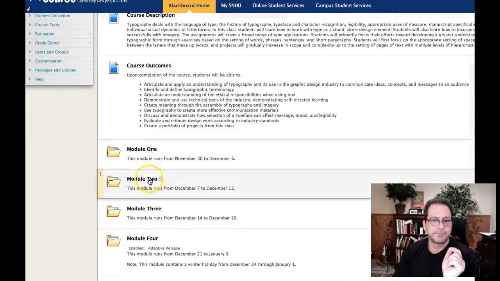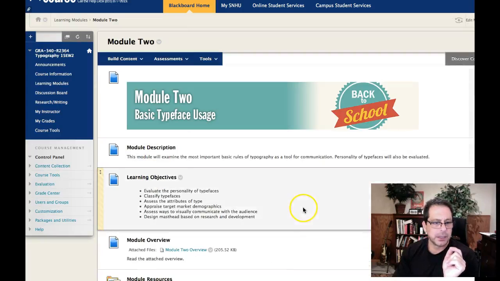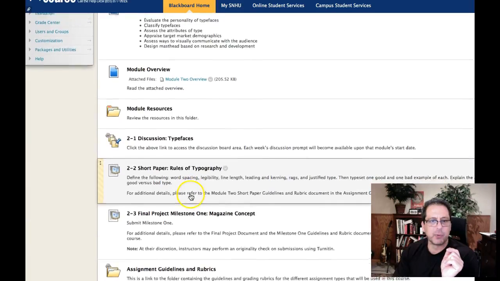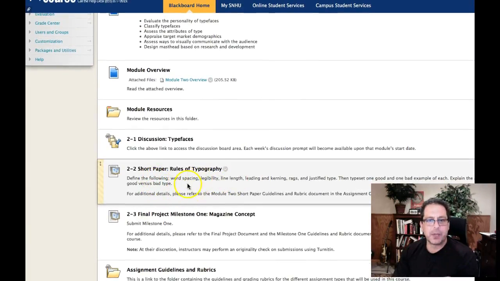Here we are. My time's looking good. Then we have the short paper, Rules of Typography. Define the following: word spacing, and so on. You guys can read that. But I want to show you something. If you have your books, you'll know what I'm talking about. But if you don't, you're going to have an issue, and I need to know ASAP if you don't have your book or can't get access, whatever the case may be.